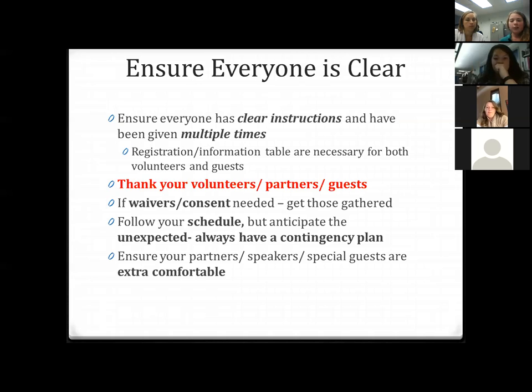If you have a schedule that's well detailed, you should have a good contingency plan in there as well, because unexpected things will happen. It's inevitable. It just happens. And then ensure your partners, speakers, and special guests are comfortable. If they're bringing a lot to this event, you want to make sure that they want to come back or have a good report to give to other people, if it is a speaker, that sort of thing.